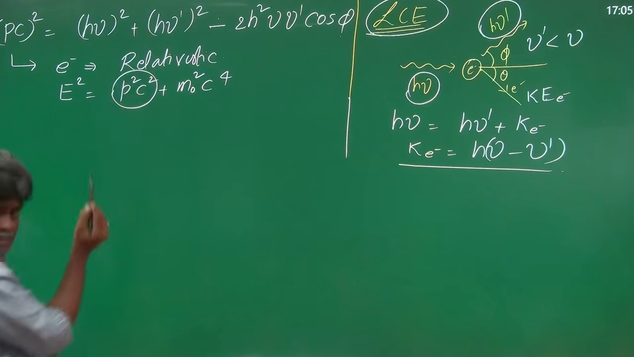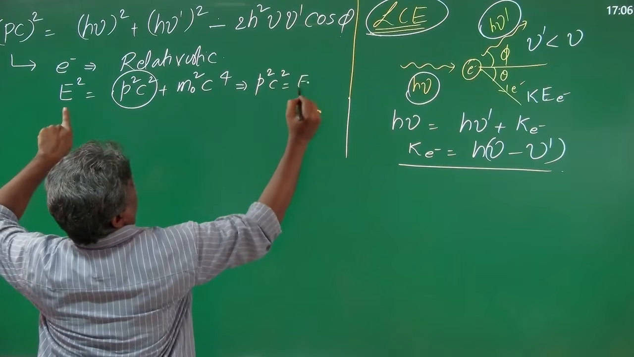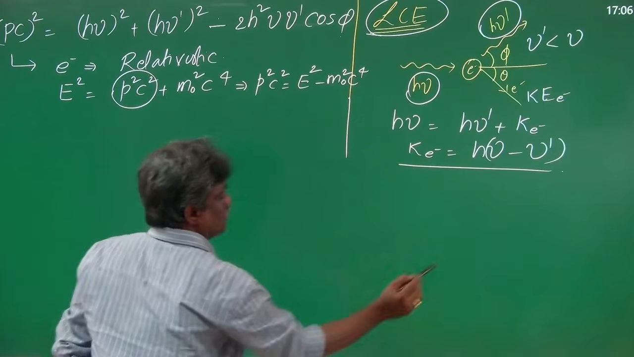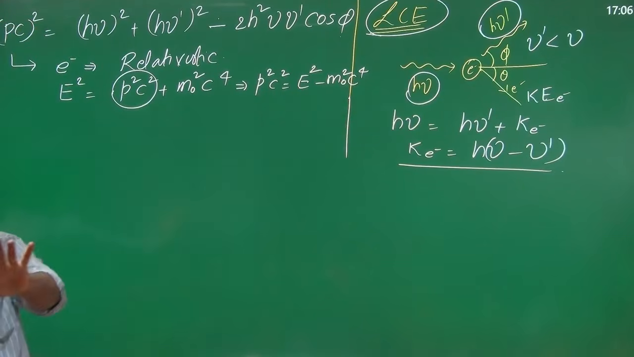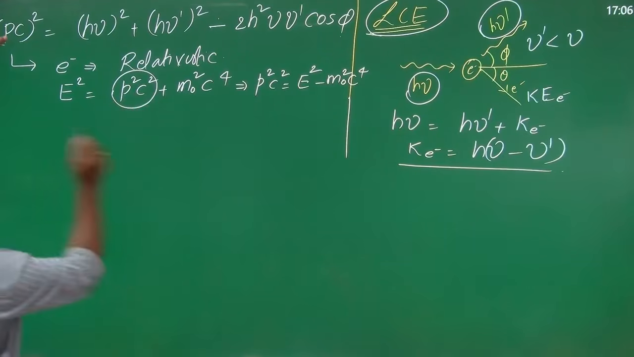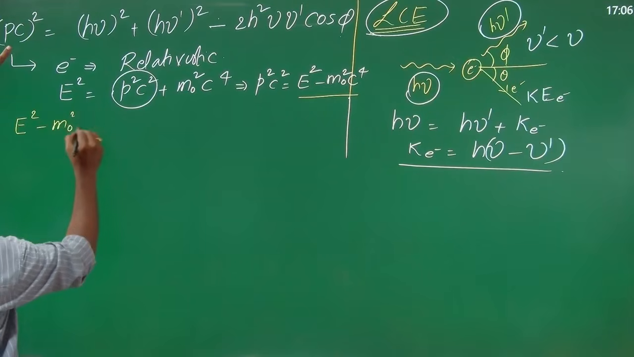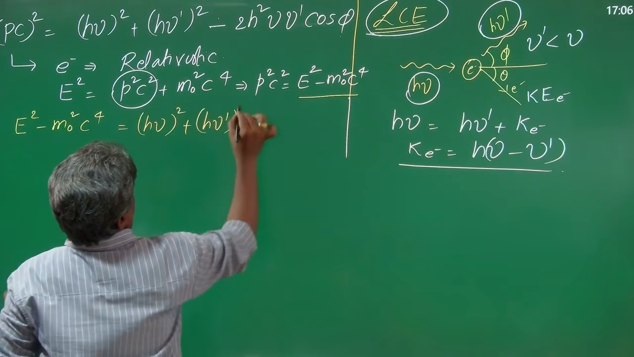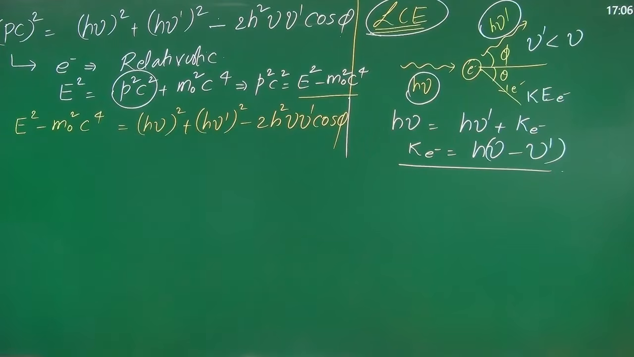Now from this, tell me what is P square C square. P square C square equal to E square minus m naught square C power 4. Now I am going to replace this P square C square with this. Please, if you are not understanding, please ask. I am not doing any difficult mathematics, simply bringing this side and that side.